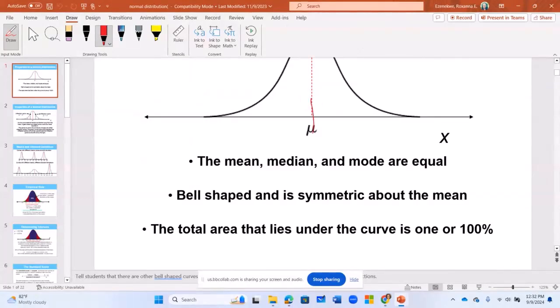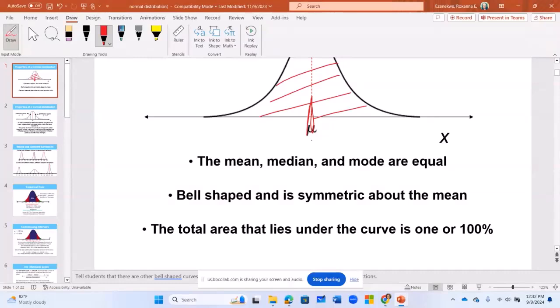So the mean, the median, and the mode lie here. The normal curve divides, the mean, median, and mode divide the curve into two congruent parts. We also said that the area under the normal curve is 1 or 100%. In other words, 100% divided by 2 is 50%.